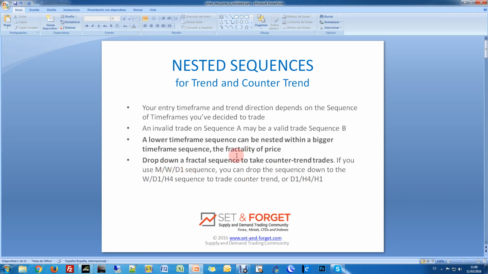In the same way, we can have a daily demand area nested within a weekly area of demand, nested within a monthly area of demand. Price reaches the monthly area of demand and starts realigning with the monthly uptrend. So we had nested daily and weekly areas at that monthly area of demand to continue trading. The same way with the sequences.